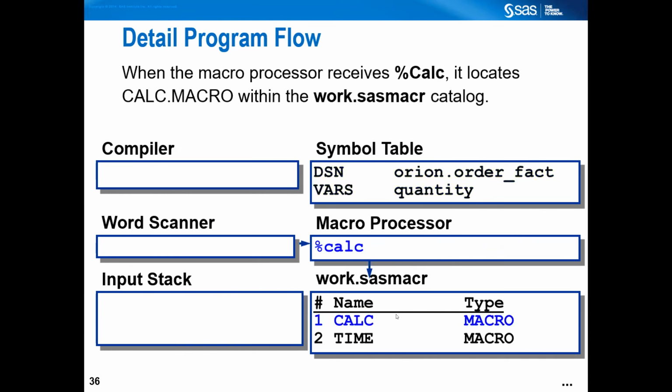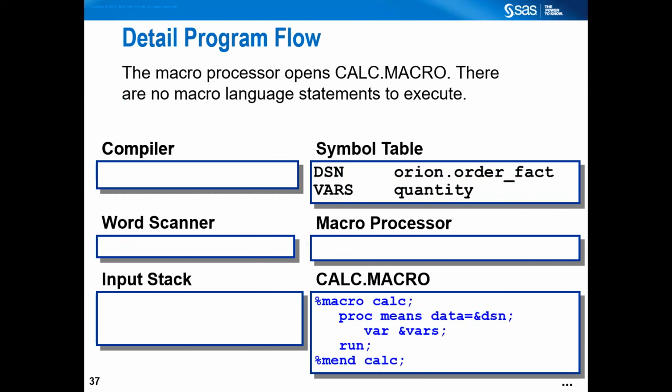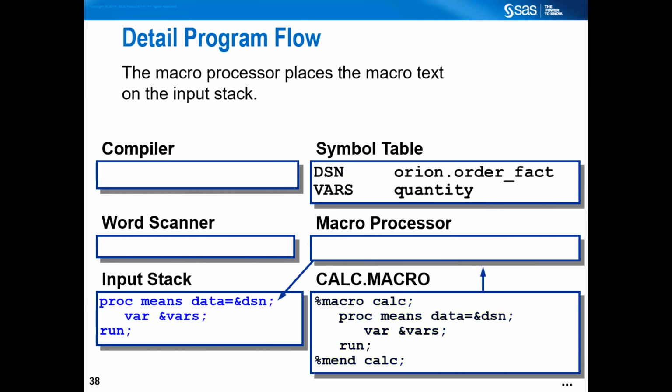The macro processor looks into your catalog. It contains the underlying code, which is proc means data equal to &DSN var &vars. So it resolves this &DSN value. So let's see how it works. %calc consists of proc means. So this program is copied into the input stack.